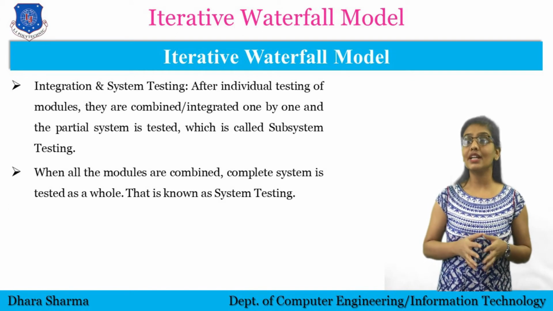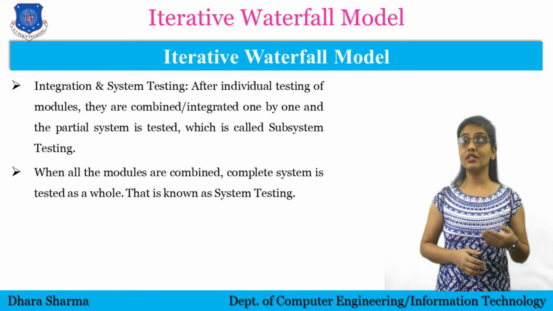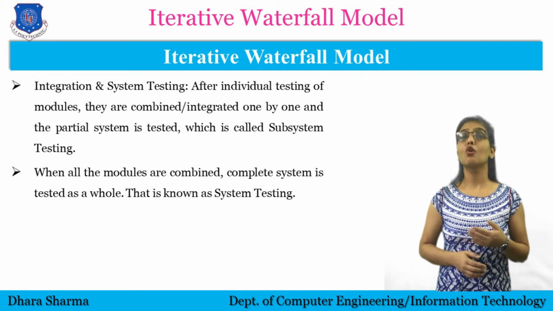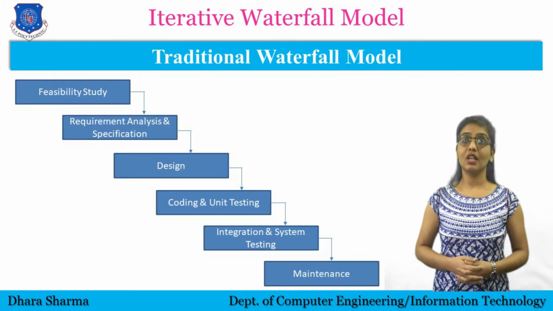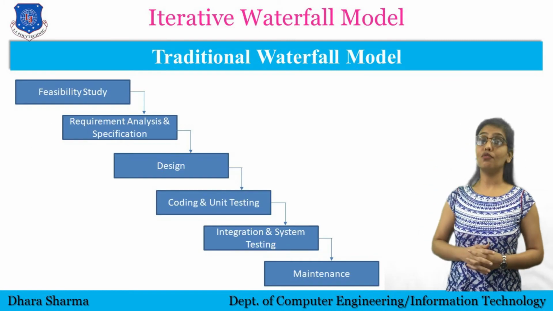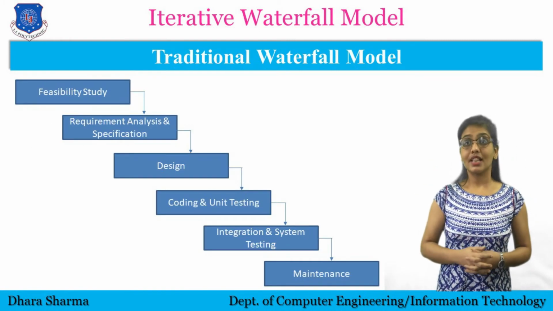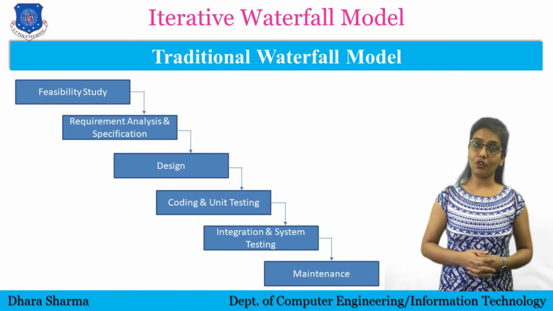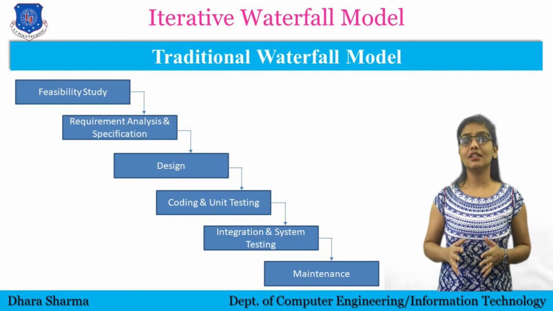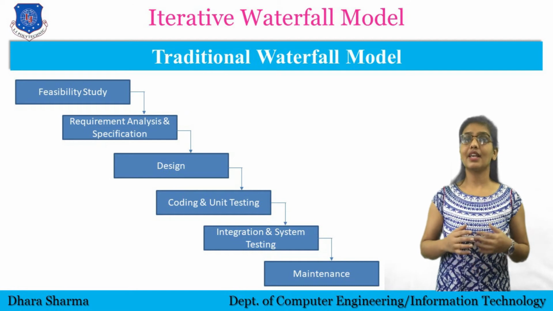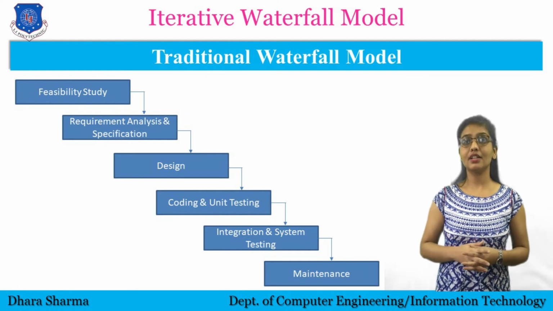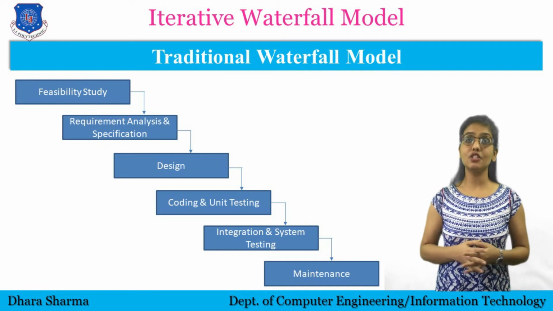When all the modules are integrated and the whole system is developed and tested, that is known as system testing. Here in the diagram you can see the flow is in a single direction. This is the diagram of the traditional waterfall model in which it is considered that in all the phases, everything is done perfectly and there is no chance of any kind of mistakes or errors. But practically it is not possible.